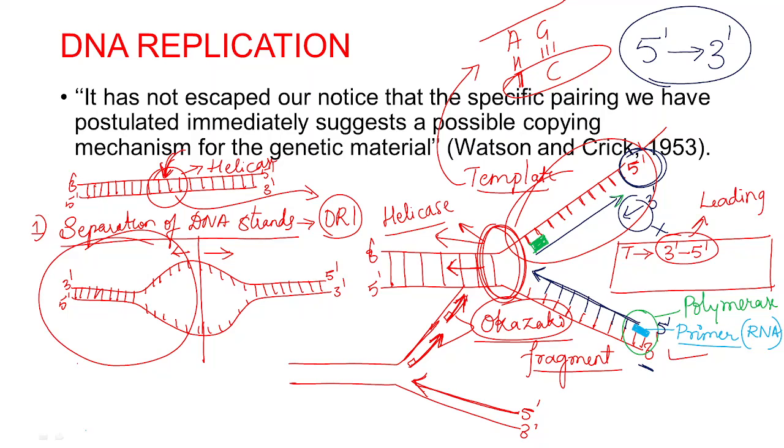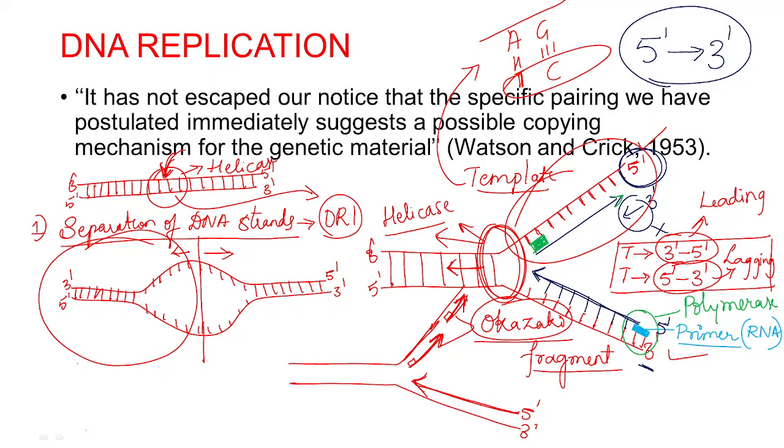And on the other template strand, which has the polarity 5' to 3', the synthesis of the new strand will take place bit by bit, as Okazaki fragments. That is why the formation of the new strand will be slow, hence it is called the lagging strand. The strand on which continuous synthesis takes place is called the leading strand, and the one on which it does not is called the lagging strand. Is that clear?